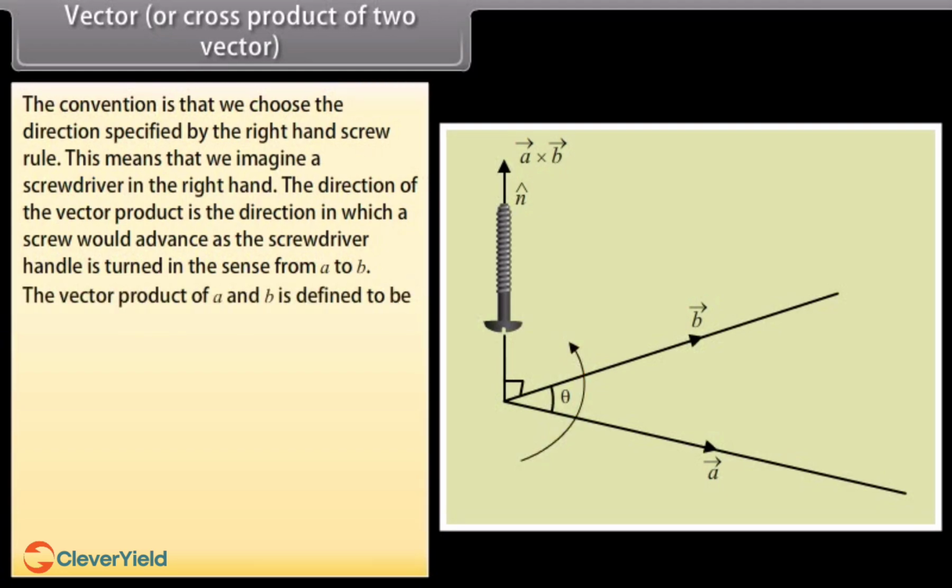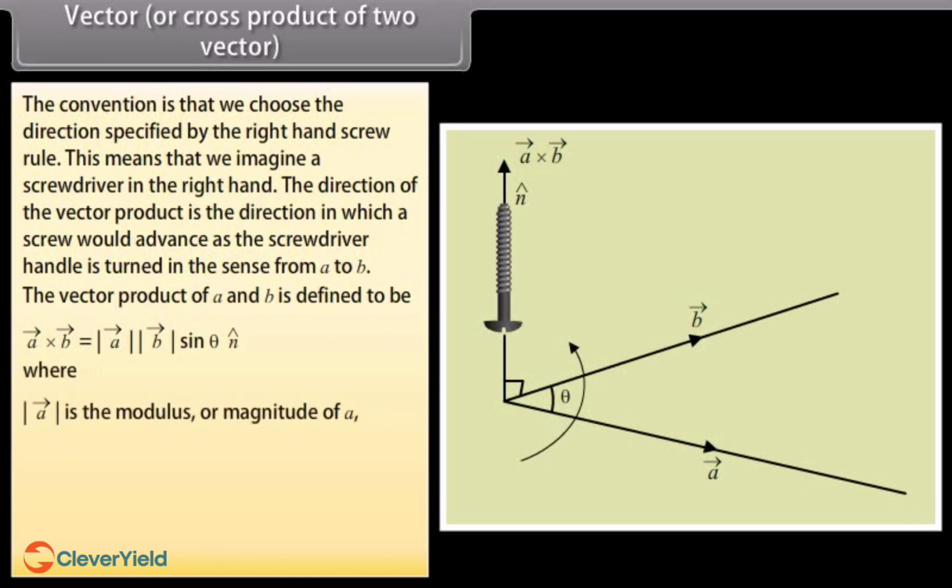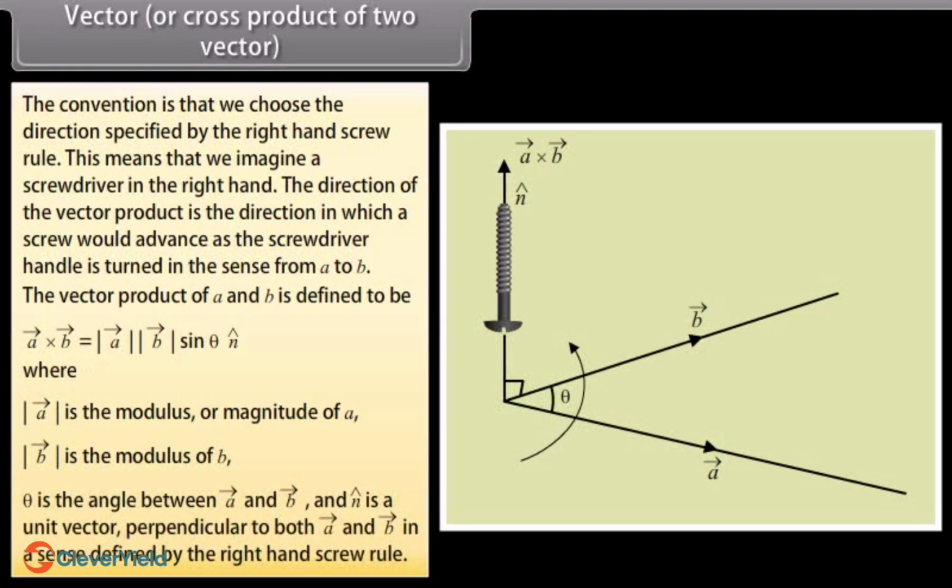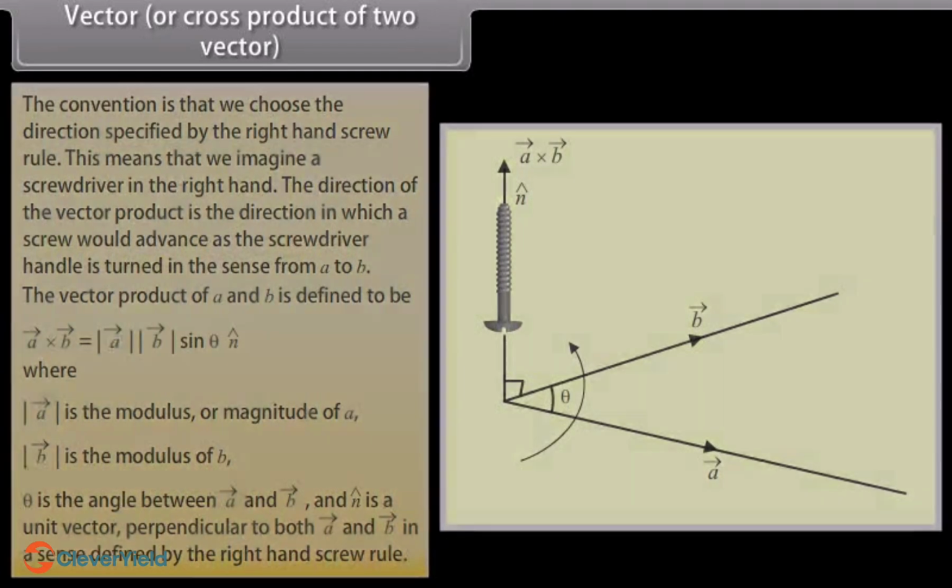The vector product of A and B is defined to be vector A cross vector B equals the magnitude of vector A times the magnitude of vector B times sine of theta, in the direction of n cap, where the magnitude of vector A is the modulus of A, the magnitude of vector B is the modulus of B, theta is the angle between vectors A and B, and cap n is a unit vector perpendicular to both vectors A and B in a sense defined by the right-hand screw rule.